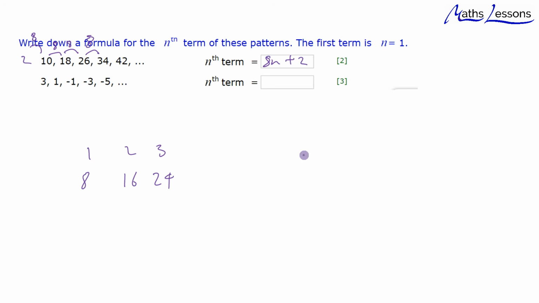And another way of doing it is to know that the nth term formula, the general formula, is equal to a plus (n minus 1)d. a is the first term, d is the difference.